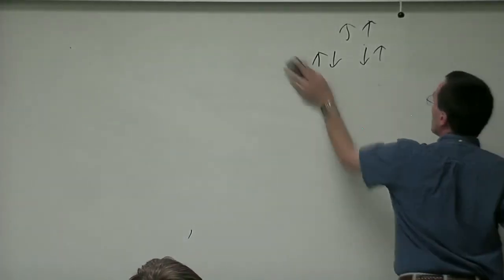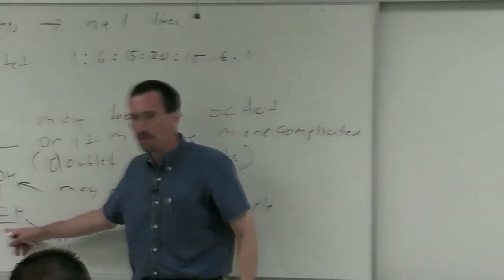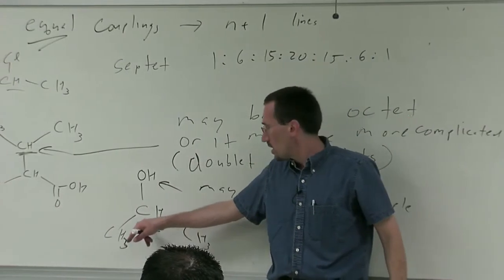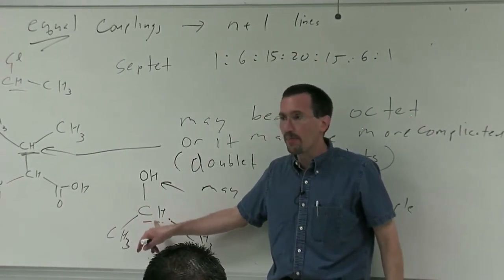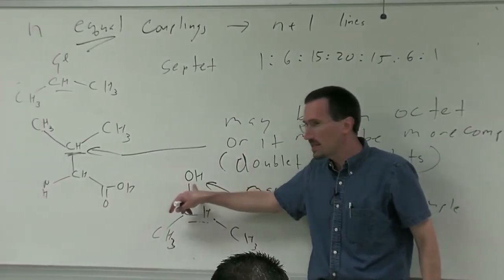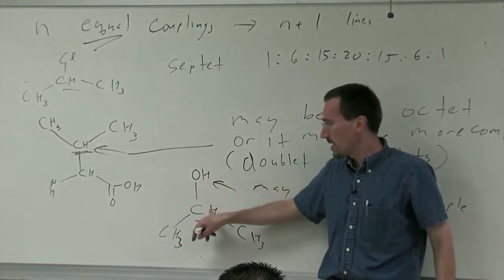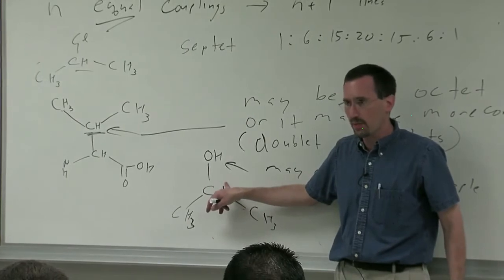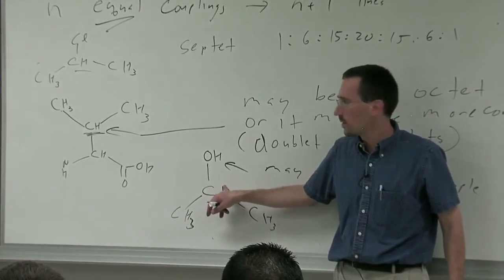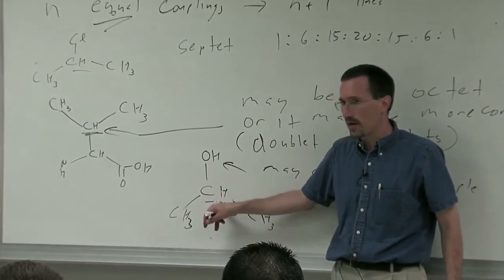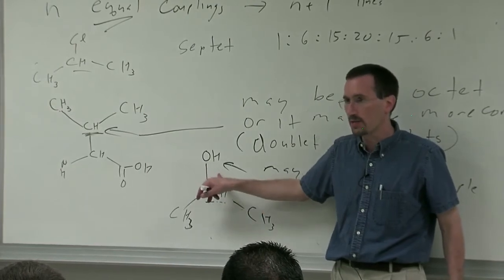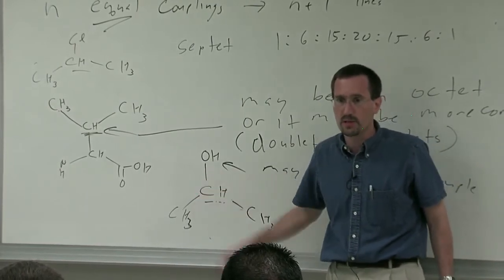Sometimes what will happen is, for example, if you have a very complex coupling pattern, you may just see this guy as a complex multiplet and then see this guy as a doublet. Why? Because this guy is splitting this guy, but it's such complex splitting that you can't actually discern what the splitting pattern is. On the other hand, it's the same coupling constant, but you only have one coupling and you split into a doublet.